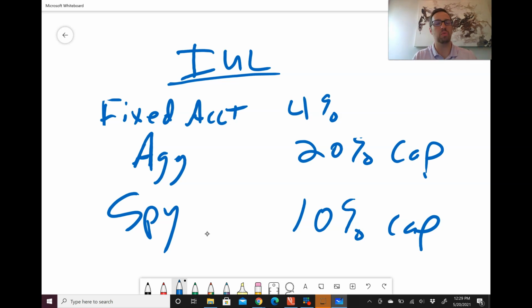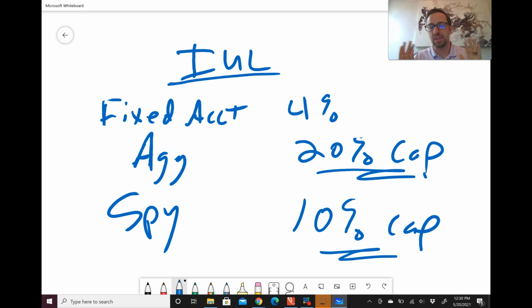The fixed account paying 4%, where you know exactly what you're going to earn. AG, which is a bond fund, U.S. Aggregate Bond Fund. It's got a really high cap, but you know it's a bond fund. It's probably not going to perform at 20% because it's a bond fund. And then you've got the S&P. It's got a 10% cap, but it's highly volatile, and so there is a good chance that you get a 10% return. In fact, you're probably going to cap out something like 7 years out of 10 or 6 years out of 10 maybe in the S&P index, simply because it's a very volatile index. What do you think the company wants you to choose?